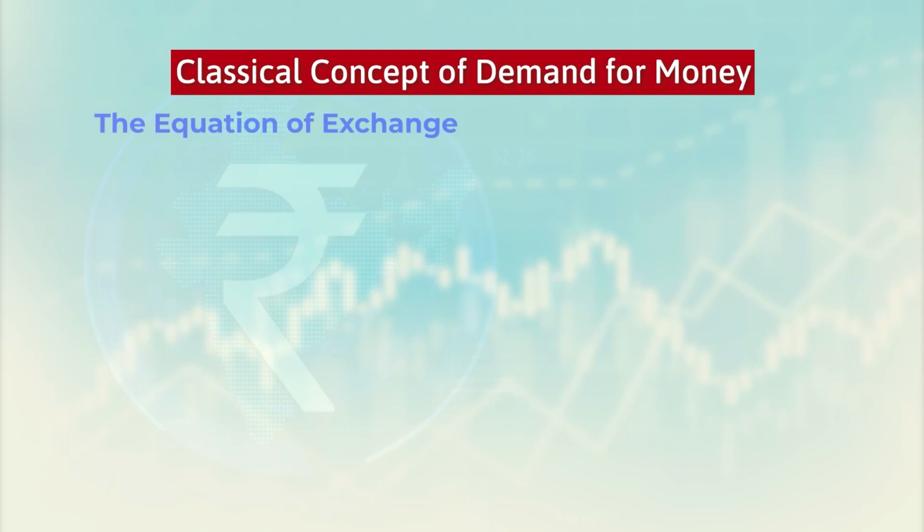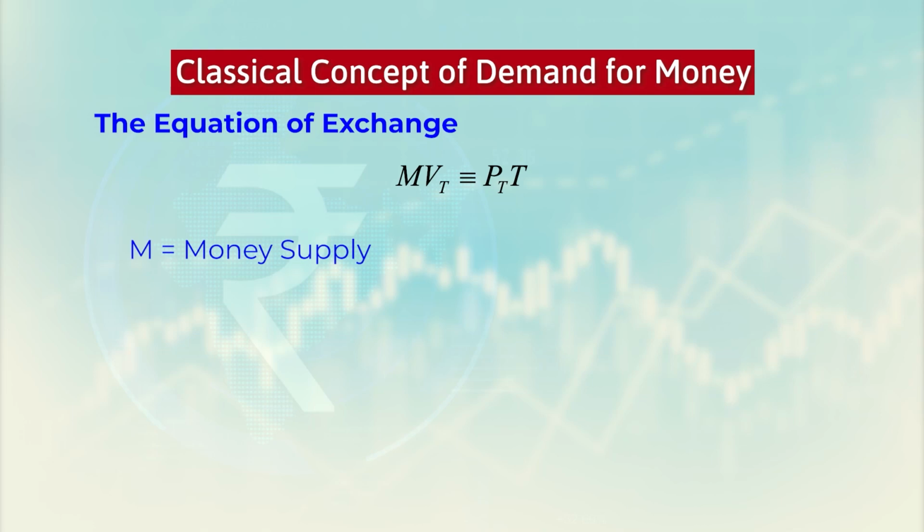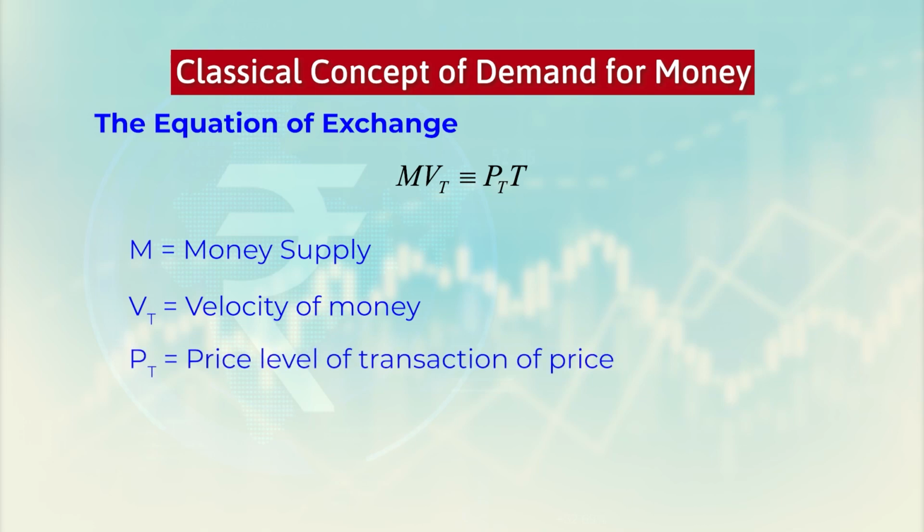The main equation of exchange for this classical system, or the classical school of money demand function, is MV_T identically equal to P_T T, where M stands for the money supply and V_T is the velocity of money. I will explain the velocity of money a little bit. P_T is the price level of the transaction, or the general price level of the goods and services being transacted, and T is the total amount of transactions taking place in a particular year.